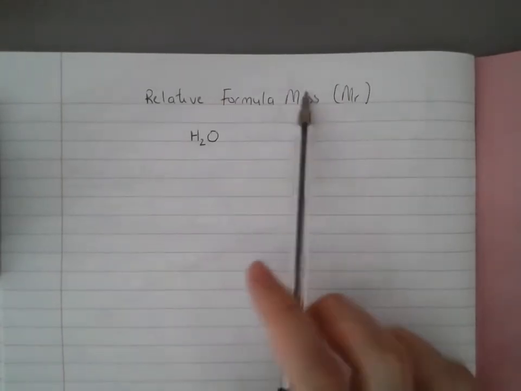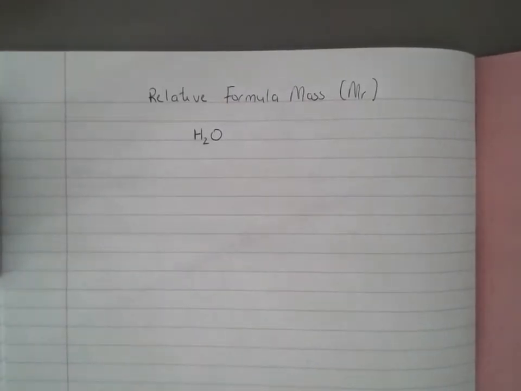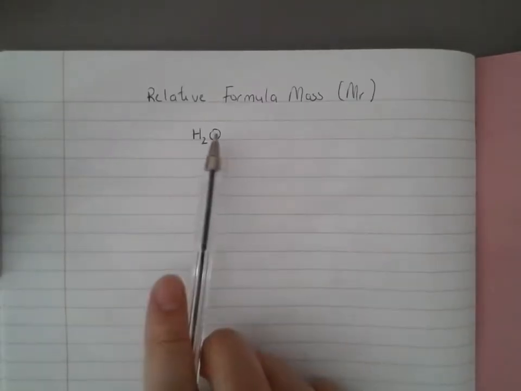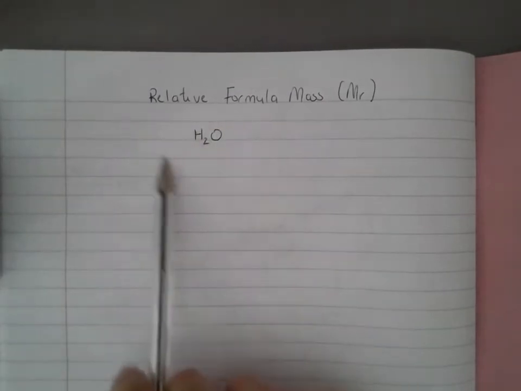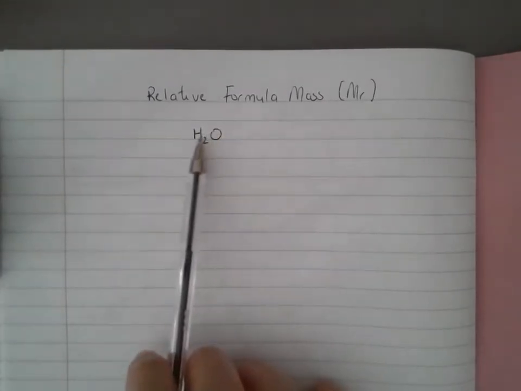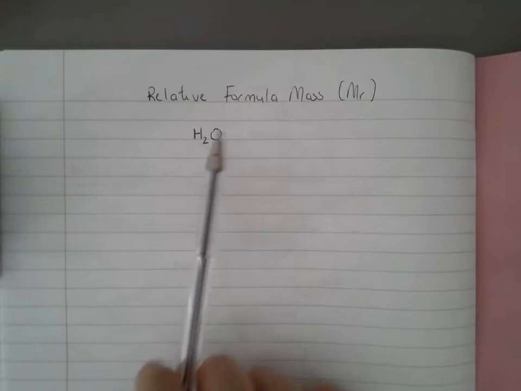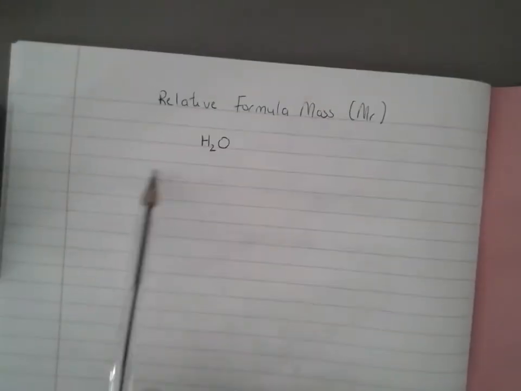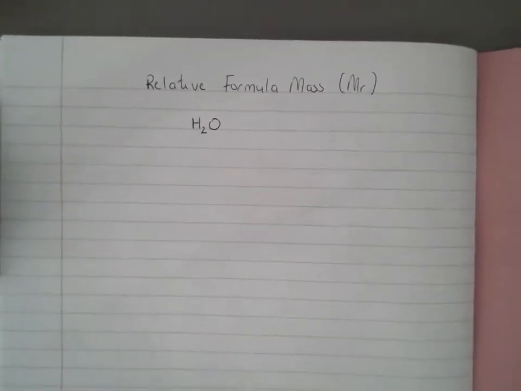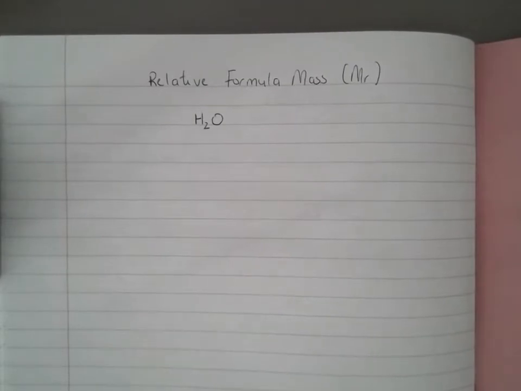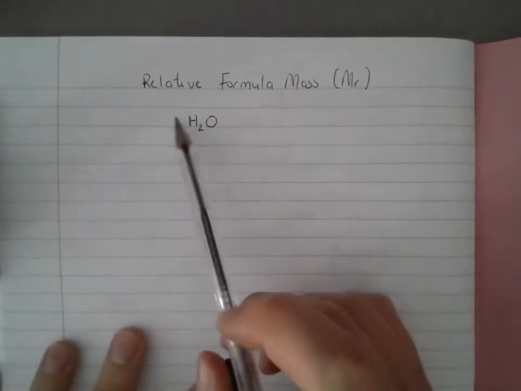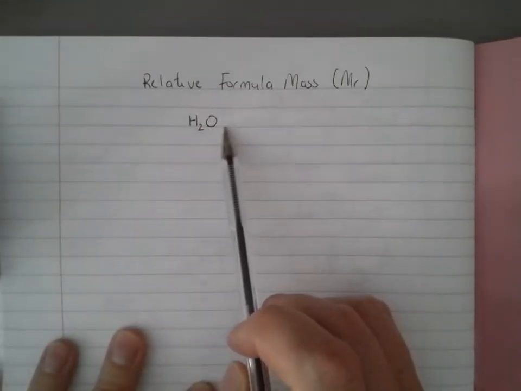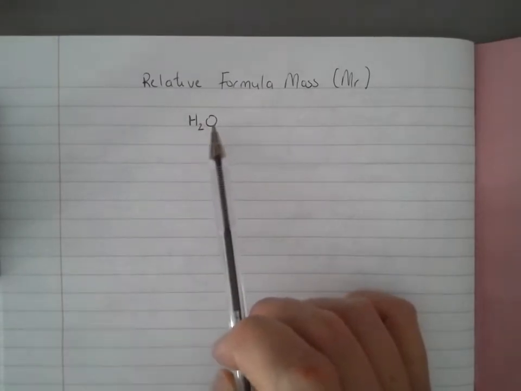Before we look at relative formula mass and how to calculate it, I just want to make sure that everyone is comfortable reading chemical formula. So I have written down a common example of a chemical formula, which is H2O, which you should hopefully know is the chemical formula of water. And we're just going to look at this as an example to make sure that everyone knows how to read chemical formula correctly.